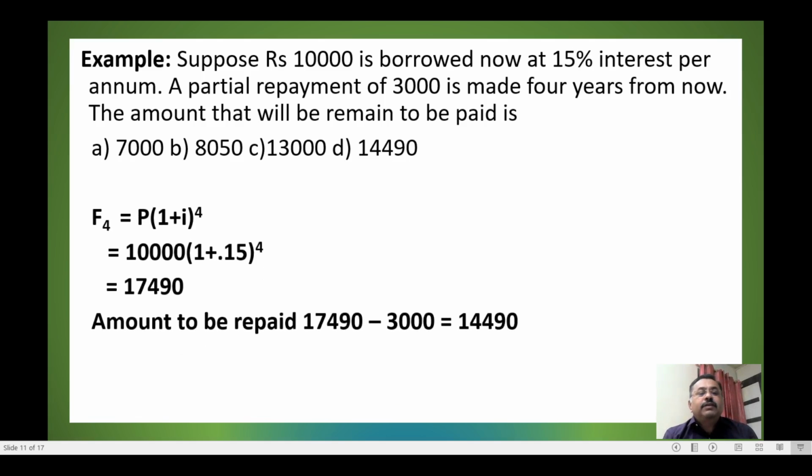What is the given that you have? F of 4, that is the 4th year he is asking. So F of 4 is equal to P into (1 plus I) to the power of 4. The P is given, that is 10,000 rupees, into 1.15 to the power of 4. So it is 17,490 rupees that we are going to get after 4 years, but he has already paid 3000 rupees. So 17,490 rupees minus 3000 rupees, 14,490 rupees he is supposed to pay. And the right answer is D.